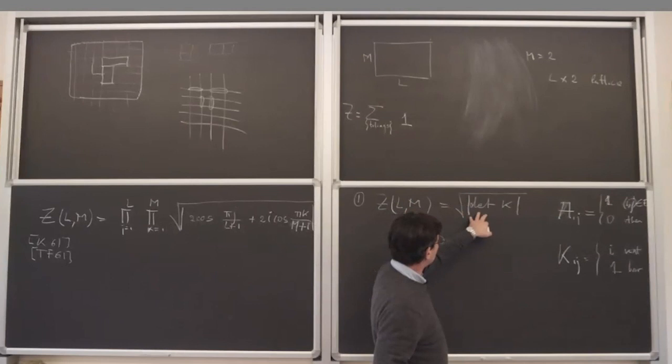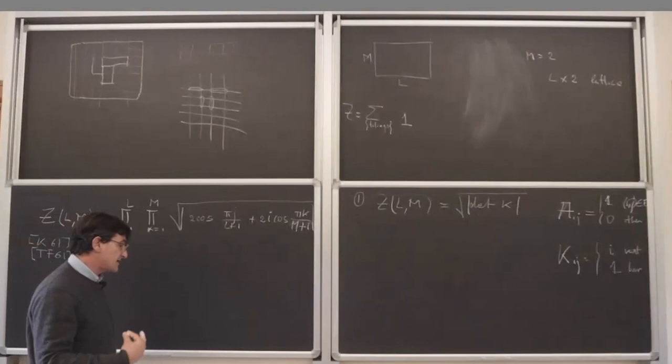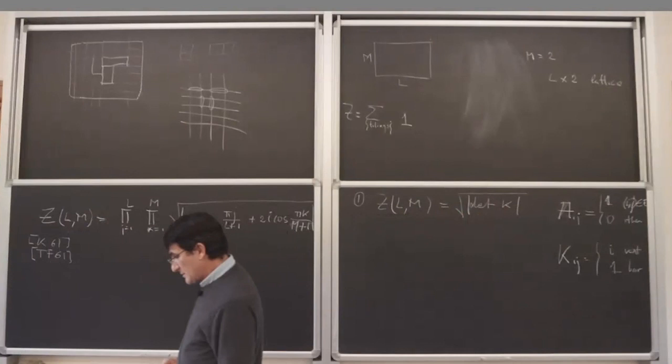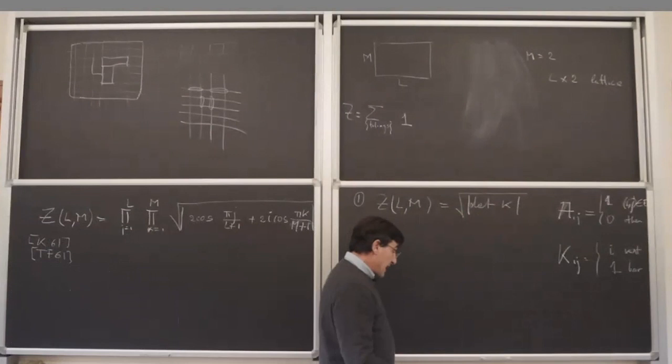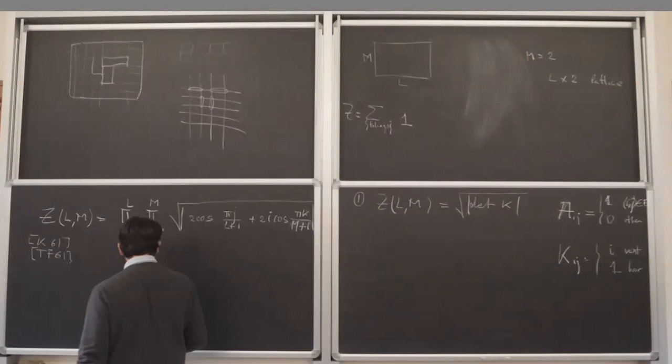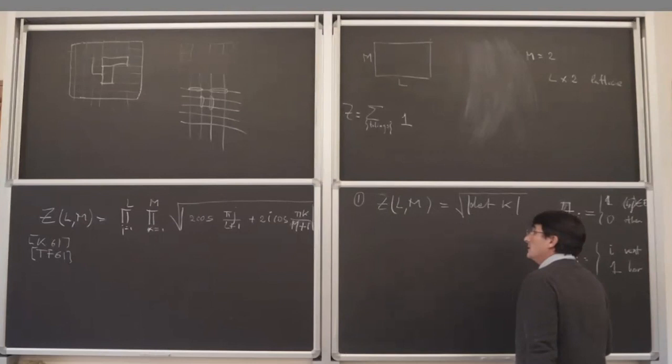I have not defined bipartite. Bipartite means that you can color all the vertices of the lattice, of the graph, in such a way that if one vertex is white, the adjacent vertices are black and vice versa. This is easily done for the square lattice, but for instance, it is not possible to do this for the triangular lattice. Okay, so let us explain how this works.